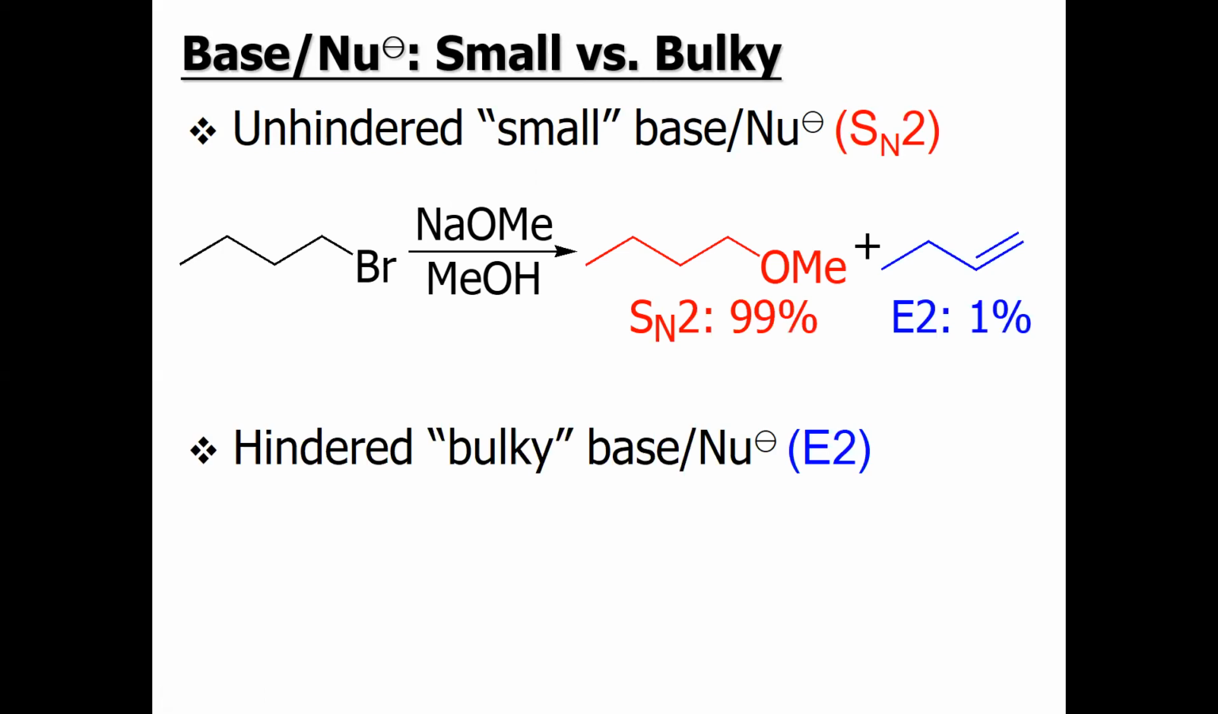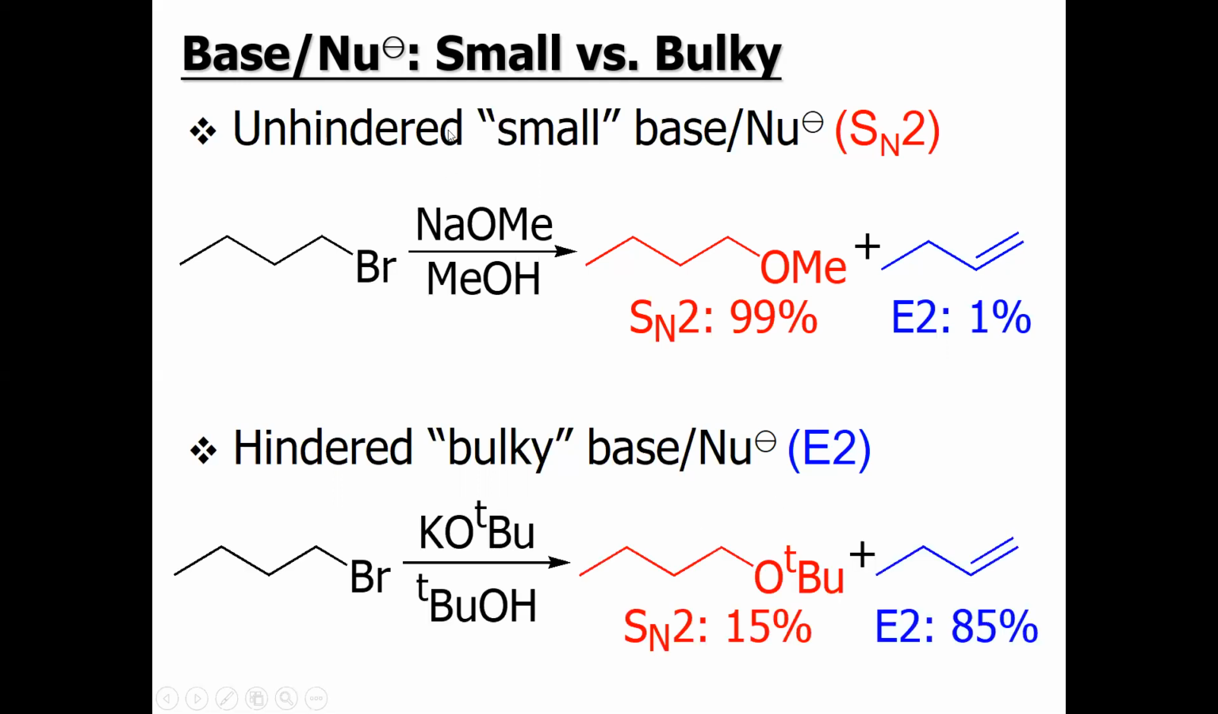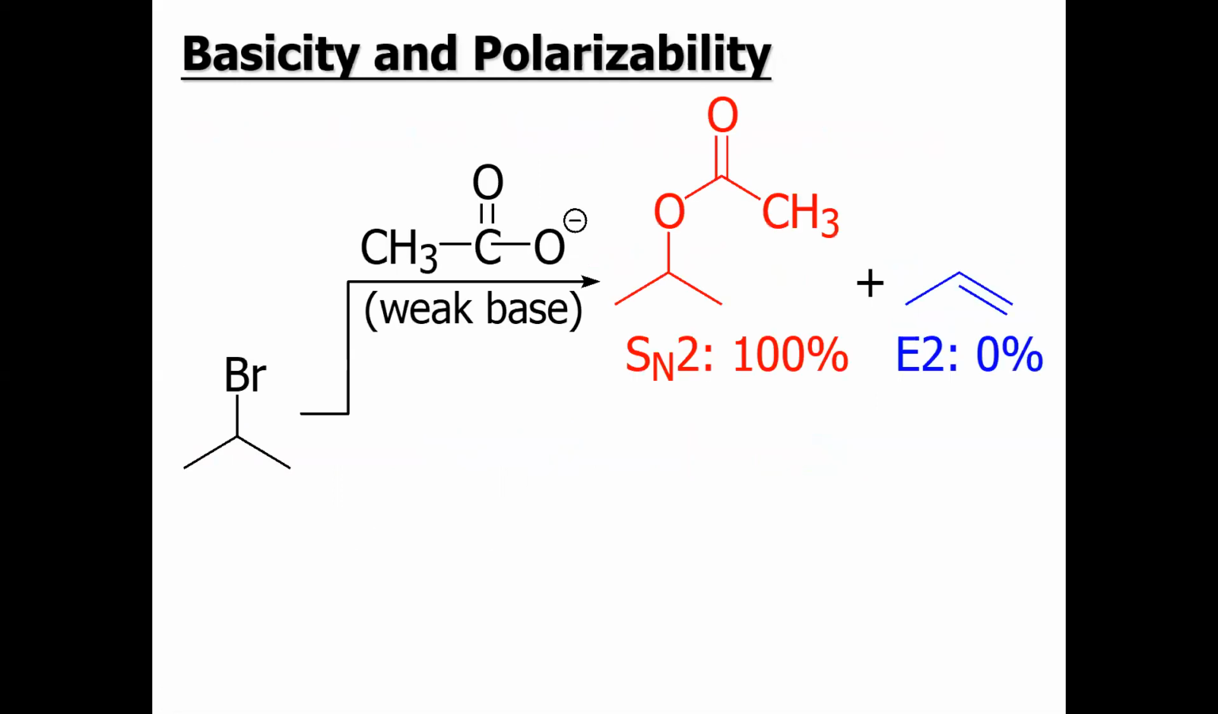Okay, a hindered, bulky base or nucleophile always favors the E2 reaction. Okay, this is basically the same substrate, just changing the base. Here the small base, here the bulky base. This bulky base favors the elimination reaction. Okay, and you have a lower percentage yield of the substitution reaction. Already explained in the previous slides. What do you mean by the bulky base?